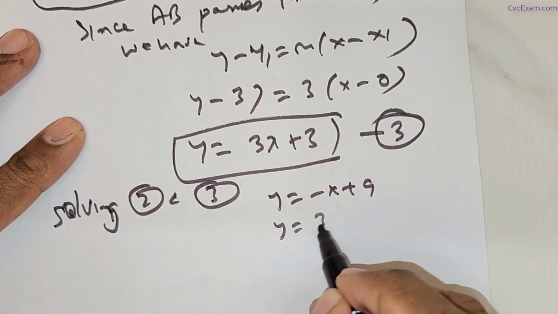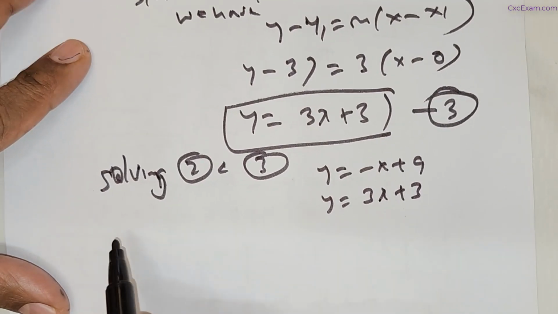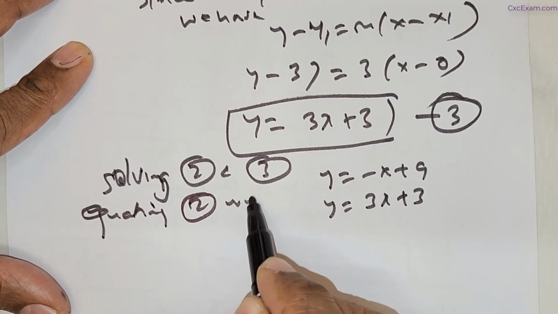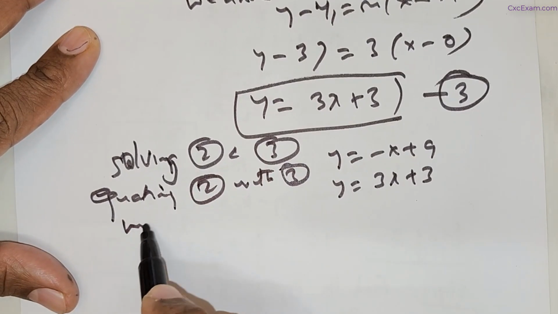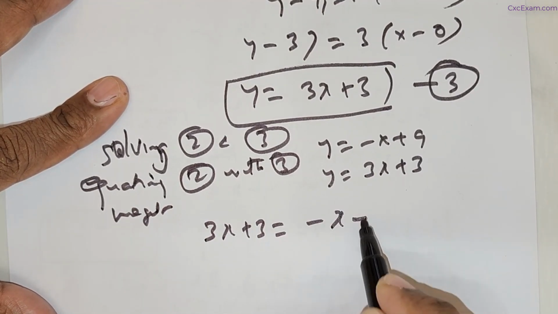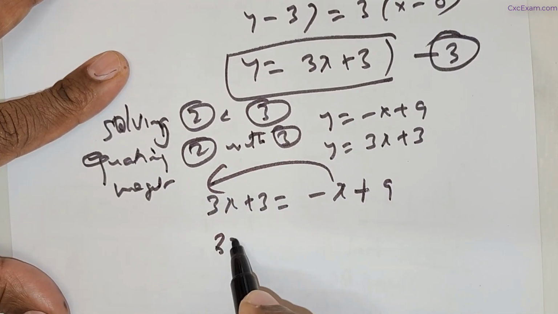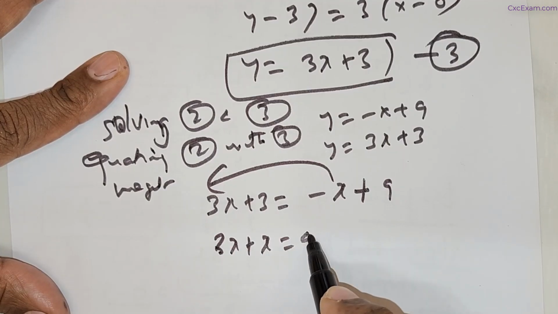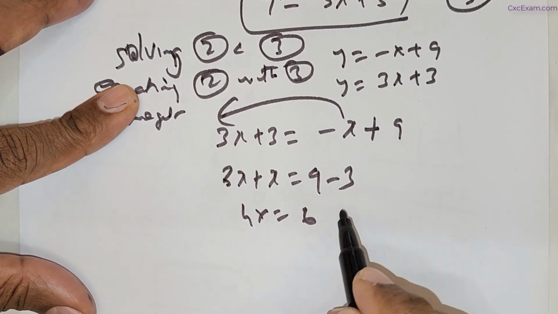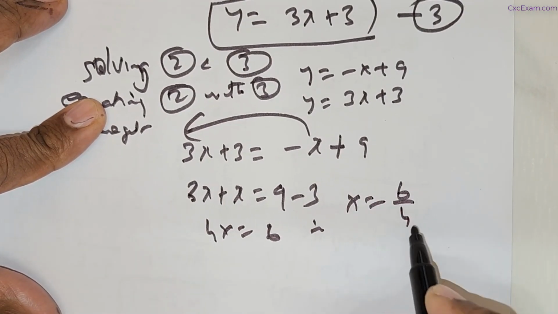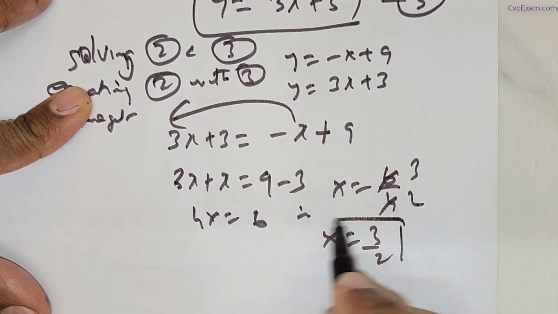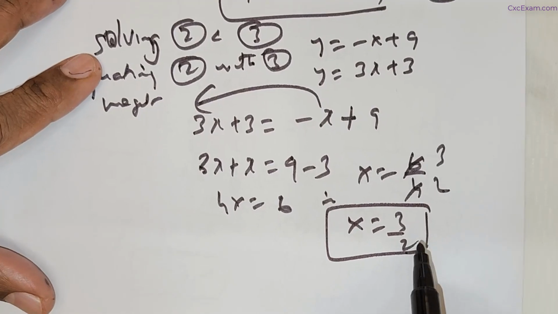And my 3 is y is equal to 3x positive 9. So I'm going to be equating both, equating 2 with 3. We get 3x positive 3 is equal to negative x positive 9. You move this, you get 3x positive x is equal to 9 negative 3. So 4x is equal to 6. So therefore x is equal to 6 over 4. 2 divides here 3 times, 2 divides here 2 times. So x is equal to 3 over 2.